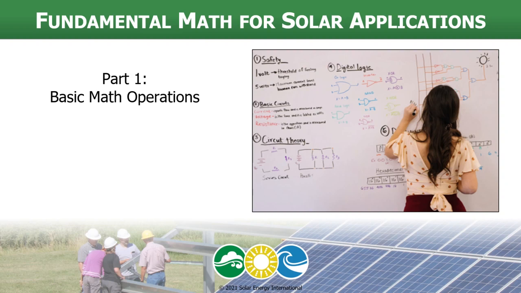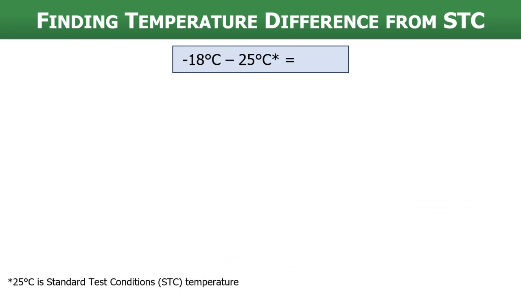Okay, welcome back to part one of our class on fundamental math for solar applications, where we're going to talk about basic math operations. The first thing we want to look at is converting temperatures and subtracting temperatures. And really we're looking at the difference from standard test conditions.